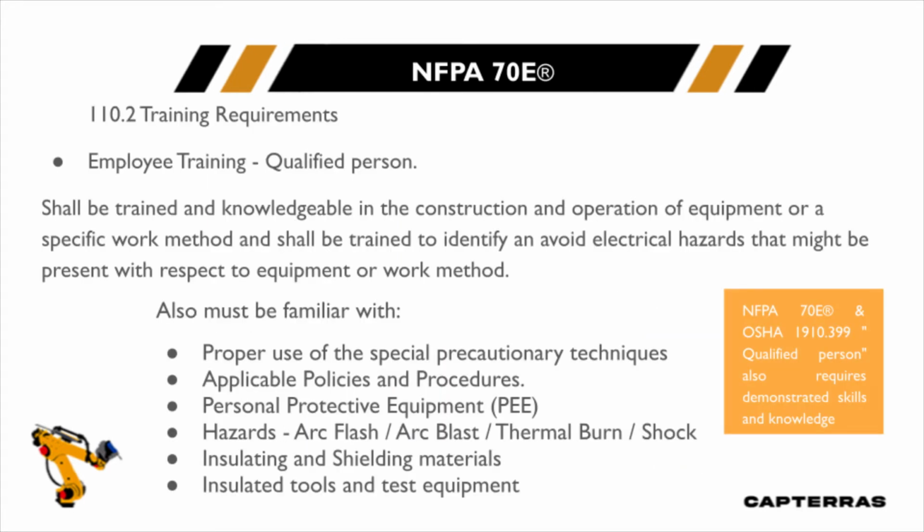Of course, training requirements come into play when we talk about PPE. Qualified person, so we look at the definition in 70E, shall be trained and knowledgeable in the construction and operation of equipment or a specific work method, and should be trained to identify and avoid the electrical hazards that might be present with respect to the equipment or work method. Now, a qualified person must also be familiar with proper use of special precautionary techniques, applicable corporate policies and procedures, personal protective equipment, which is what we're focusing on today, the hazards, insulating and shielding materials, insulated tools, and test equipment.